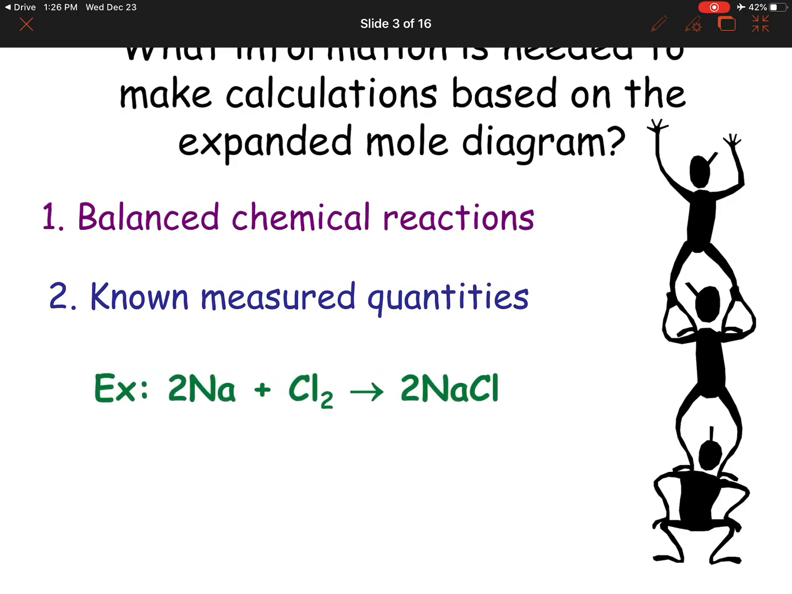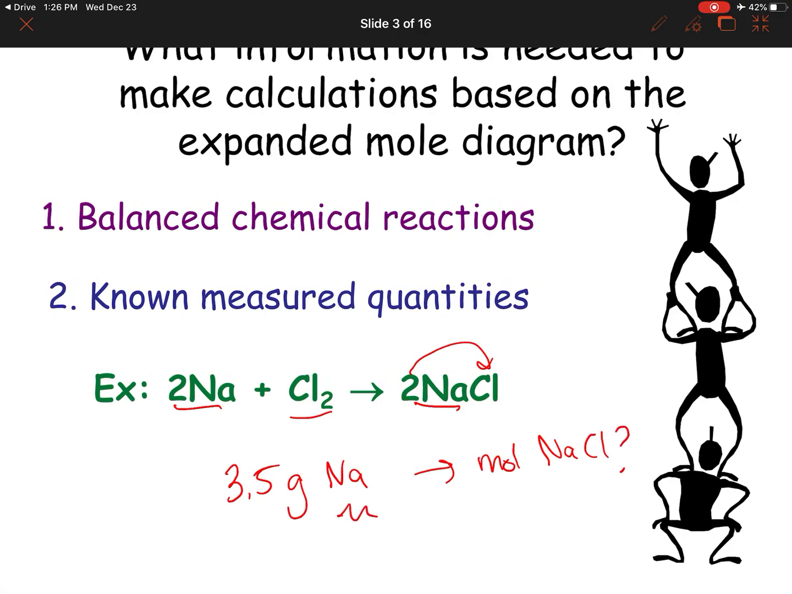So here we have a balanced chemical reaction. I know it's balanced because I can count my atoms. I've got 2 sodiums here, 2 here, 2 chlorines here, and 2 chlorines here. And I'd have to be given a specific amount. So 3.5 grams of sodium. That's how we could go. And then I could figure out, if I have 3.5 grams of sodium, how many moles of sodium chloride do I have? Notice I'm starting with one substance and ending with another. So I'm going to need our mole map 2.0.